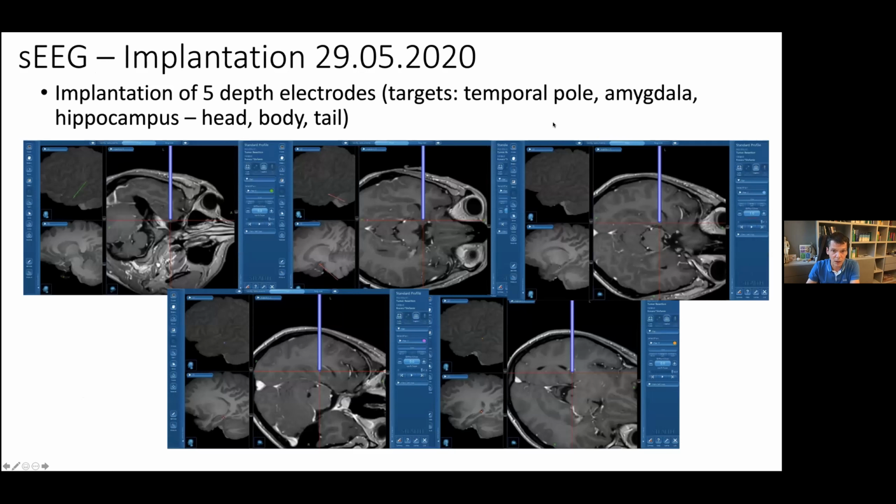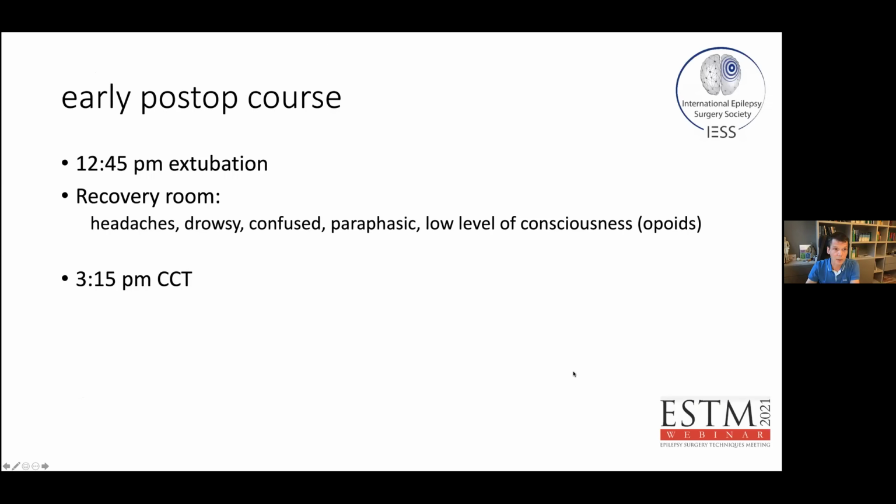So here are the electrodes. We put in 5 electrodes. The targets were the temporal pole, like this, the amygdala, hippocampal head, body, and tail. She was extubated at 12:45. She was in the recovery room.